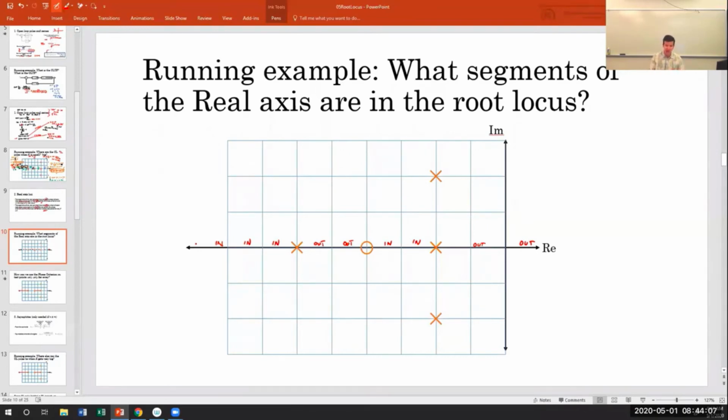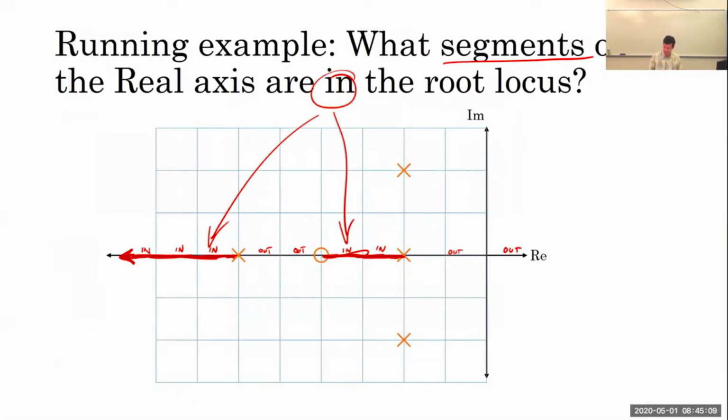We typically shade the regions that are in. So a more traditional way of communicating this would be to shade in the real axis from -1 to -2, and to shade in the real axis from -3 onwards, usually indicated with a big fat arrowhead there. Okay? So the segments of the real axis that are in the root locus are these two. Okay, so I am going to go to the next slide.